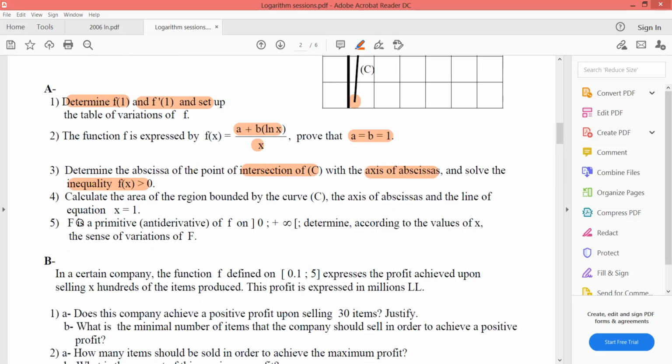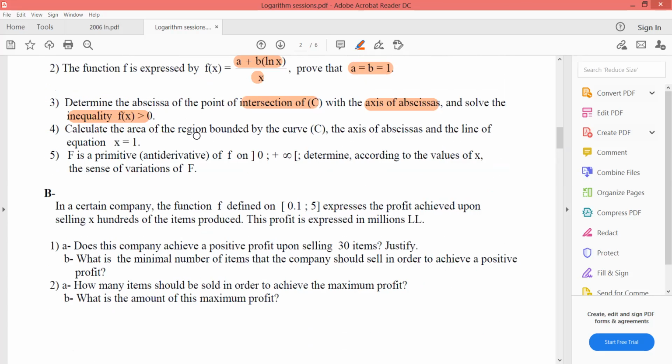Parts 4 and 5 are not required for this year. Okay? 4 and 5 are not required, about the area and the primitive and antiderivative. So you have a chance this year that the program is not so big. So you can do your best to take good marks.